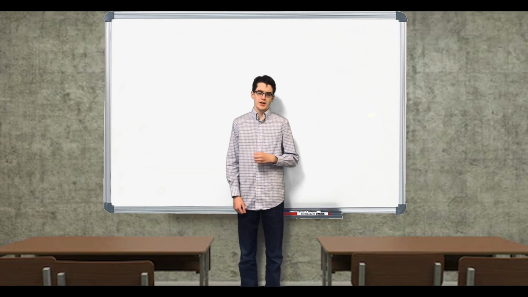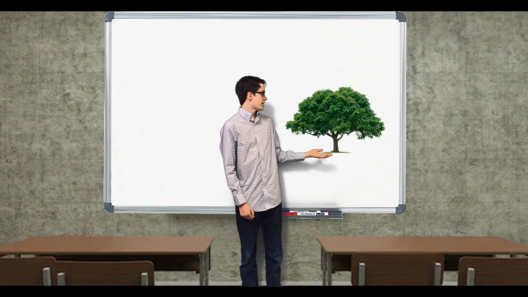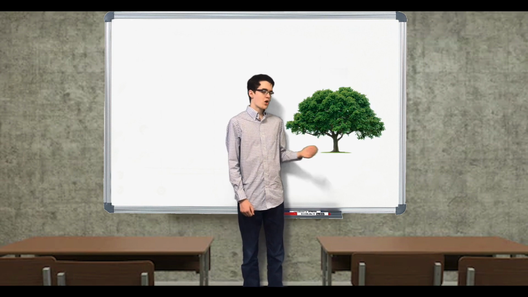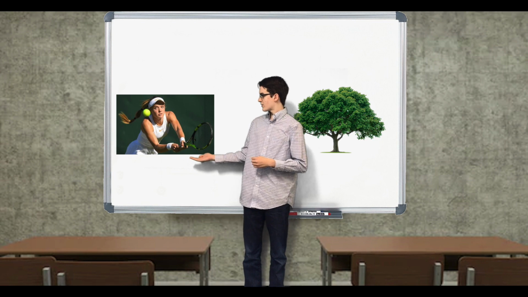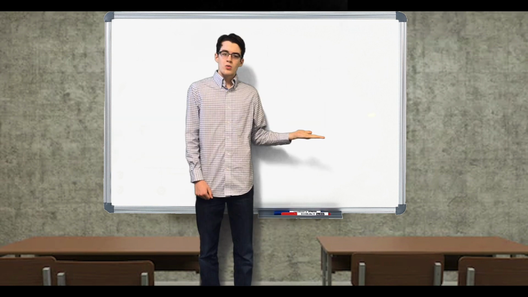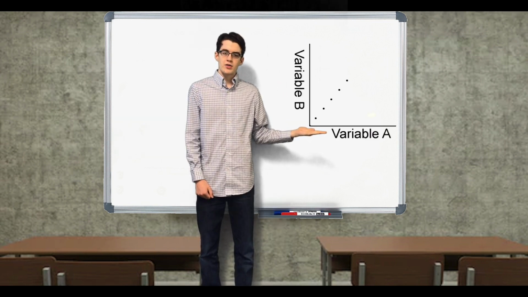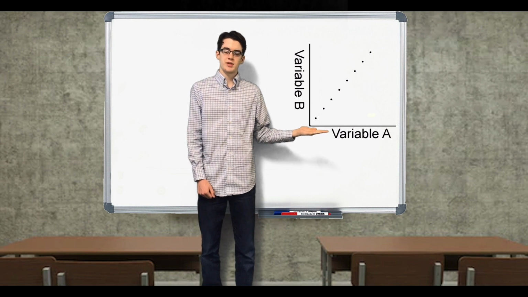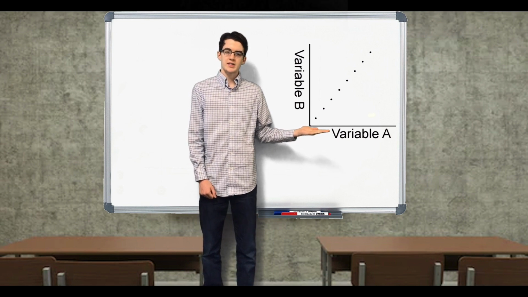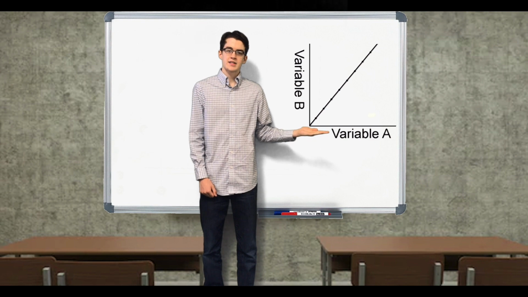When utilizing data, it is often important to determine the relationship between two variables, such as the height of a tree and the average number of leaves per branch, or the size of a tennis racket and the speed of the ball it hits. With data that falls on a straight line, the relationship between two variables can be easily found. In this case, every value of A has exactly one corresponding value of B.